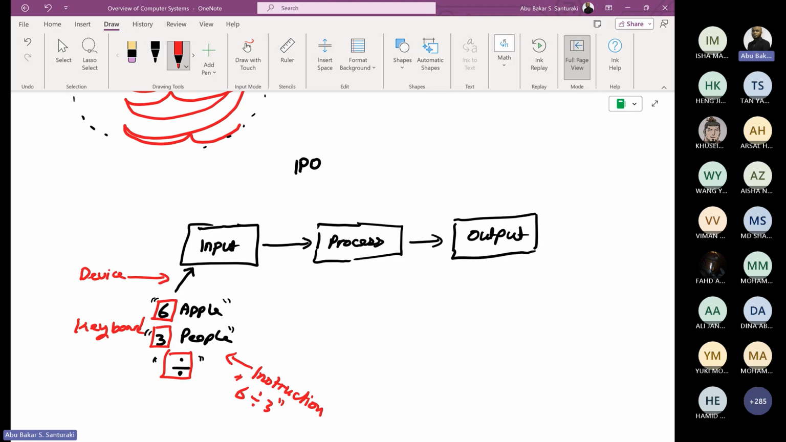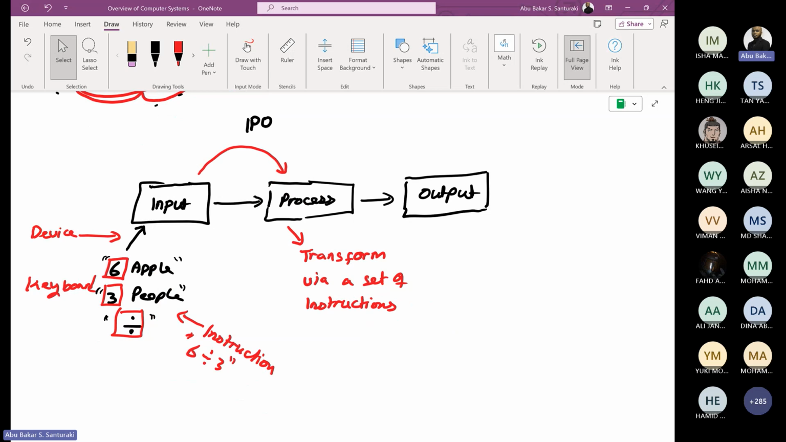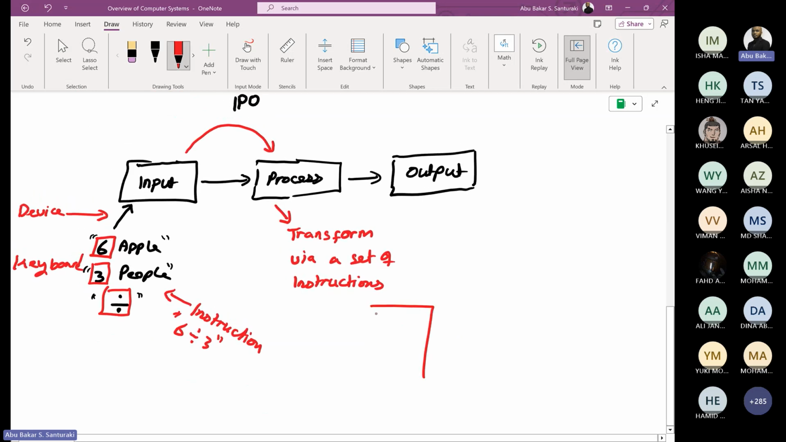So once that input comes in, the next step is we can begin processing. To process means to transform. And we transform things via a set of instructions, which is software. So if we have a piece of software, the software will be a file that consists of lines of code, and these lines are instructions.